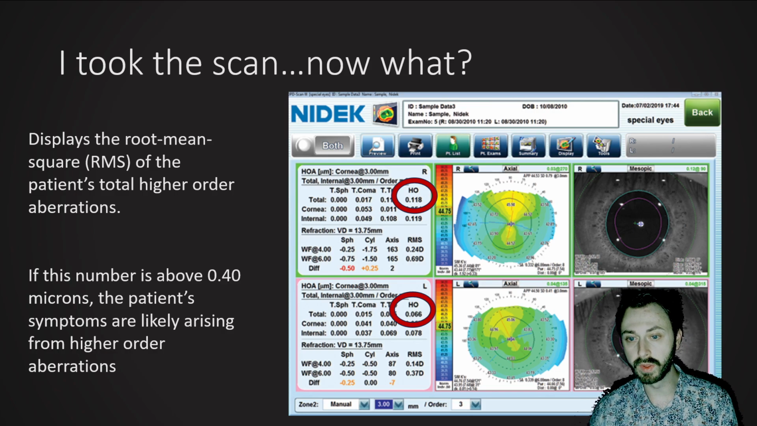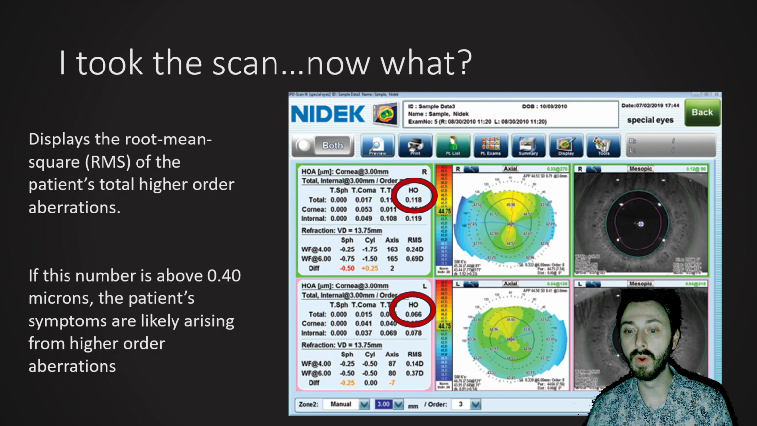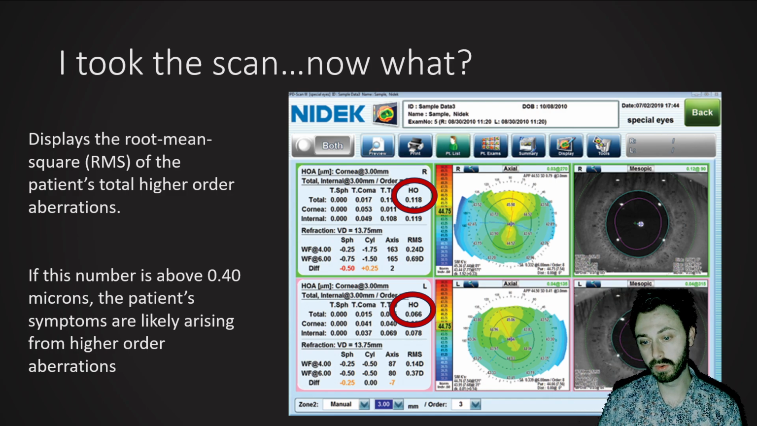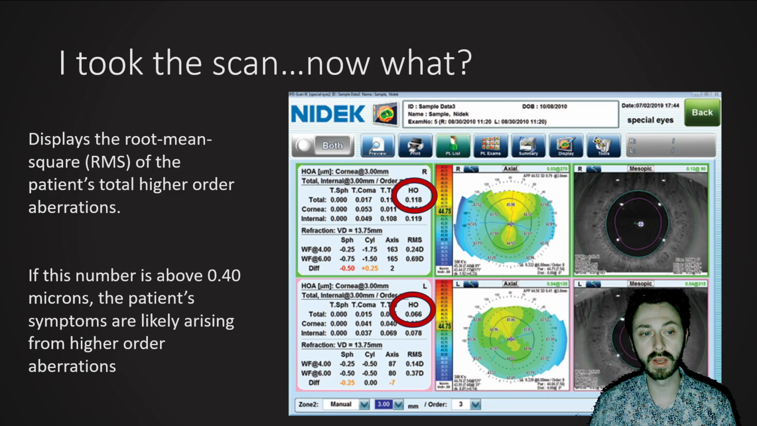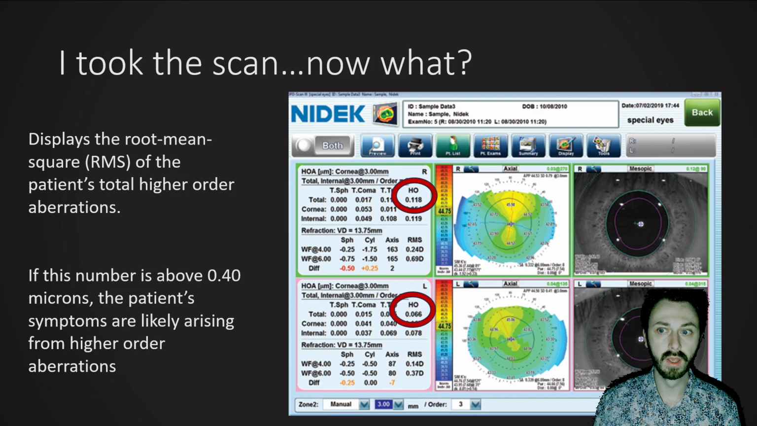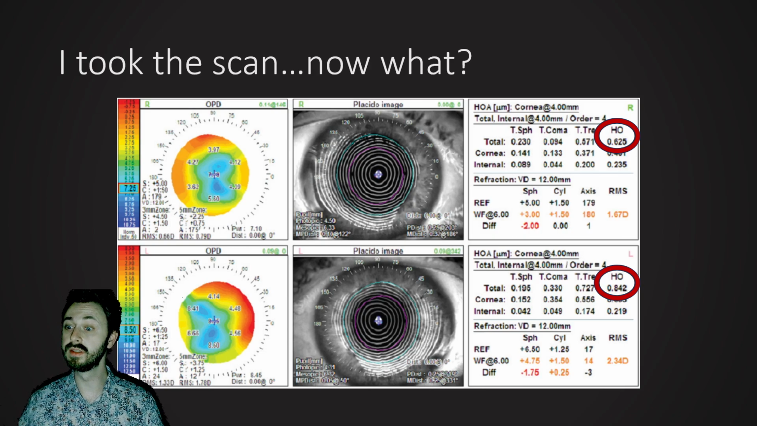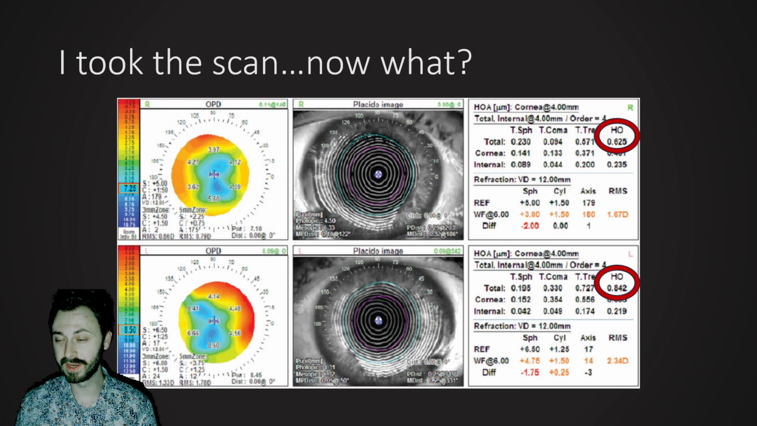So this patient with 0.118 and 0.06 is very unlikely to be suffering from higher order aberrations, maybe other causes if complaining of visual distress. Just to demonstrate another patient, this patient has higher order aberrations of 0.625 and 0.842. This patient is much more likely to be suffering from higher order aberrations. I would consider this a good explanation of why they may be experiencing poor vision.